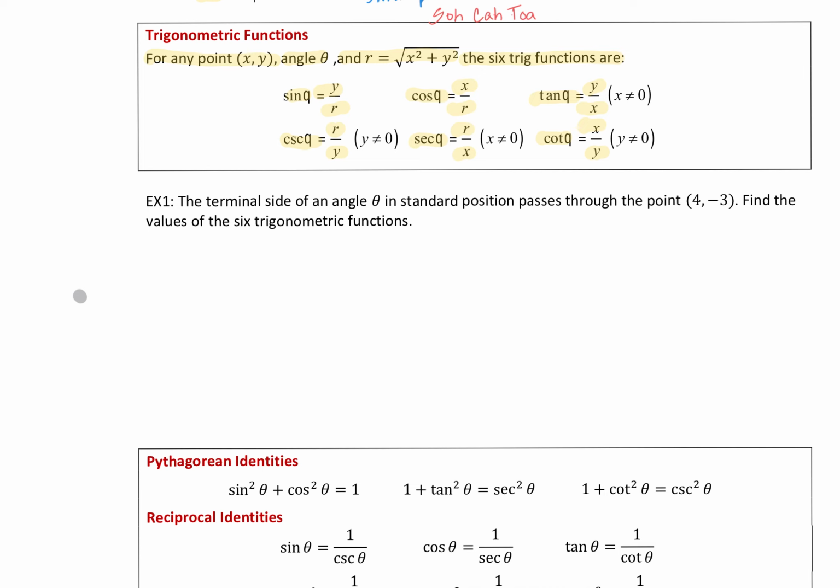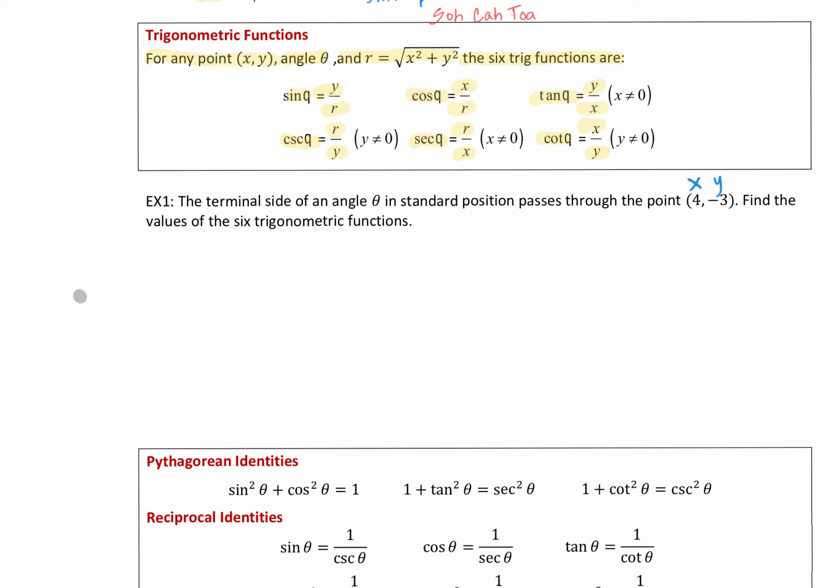In example 1, we have the terminal side of some angle theta. It's in standard position, so the initial side is on the positive x, and then we go around and we have some terminal side. The vertex is on the origin. So in standard position, it's passing through the point (4, -3). That would be our x value is 4, and our y value is -3. We want to find all the values of the 6 trig functions.